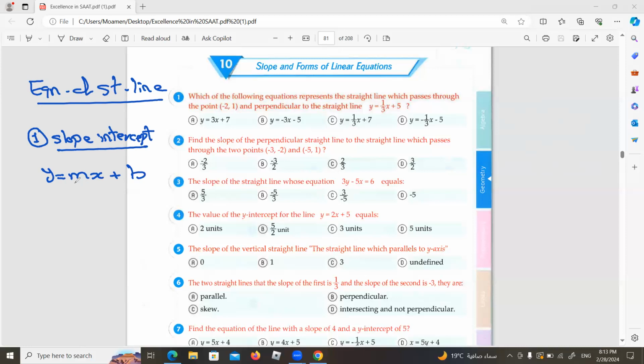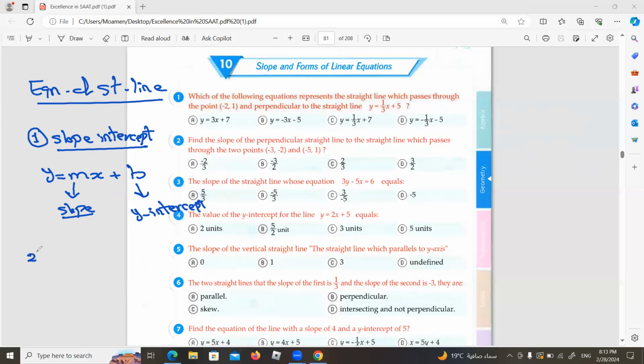Okay, where m is the slope, and b is the y-intercept. The y-intercept means the intersection of the line and the y-axis. If the line cuts the y-axis at 2, then b will be 2. At -3, b will be -3, and so on. So the slope-intercept form is y equals mx plus b.